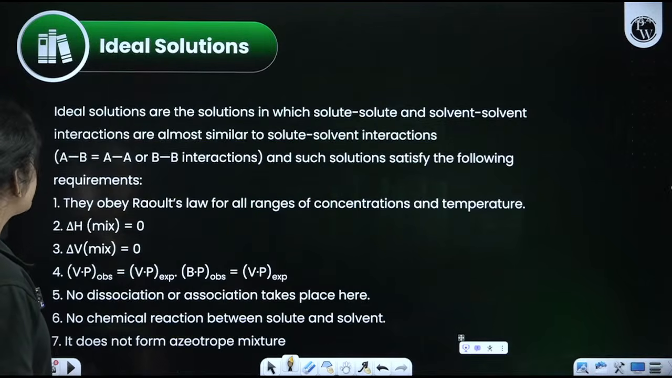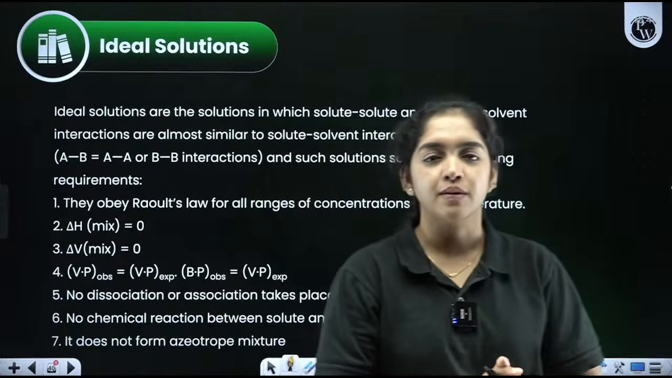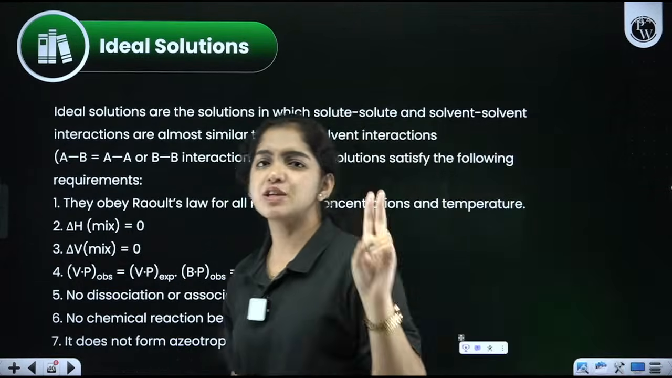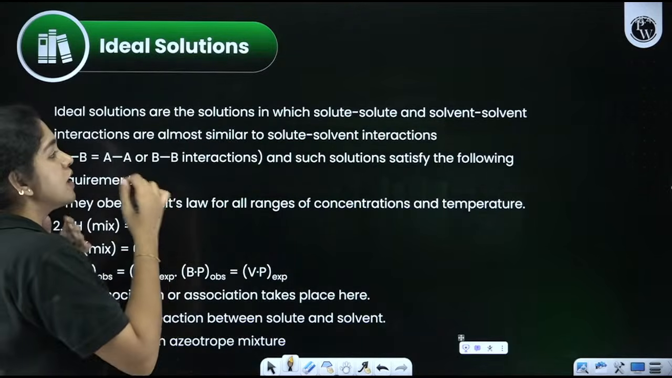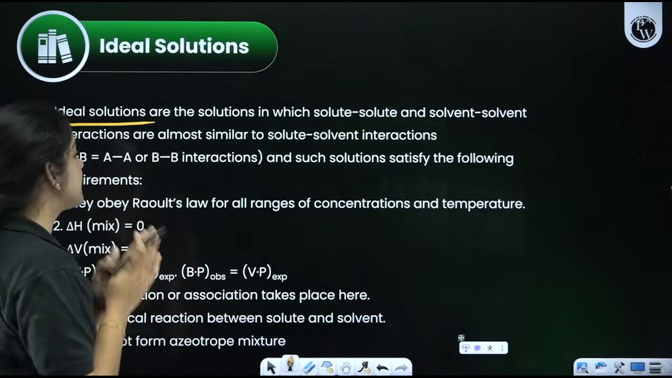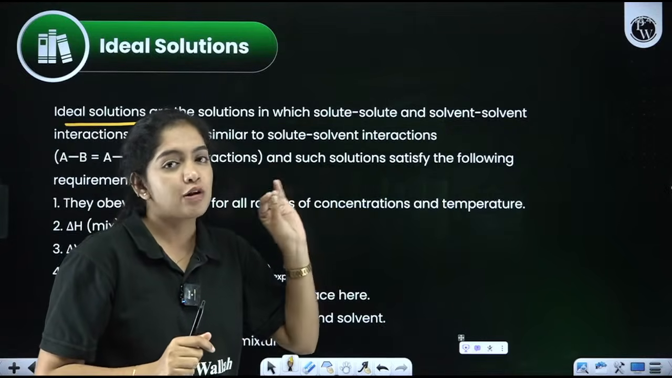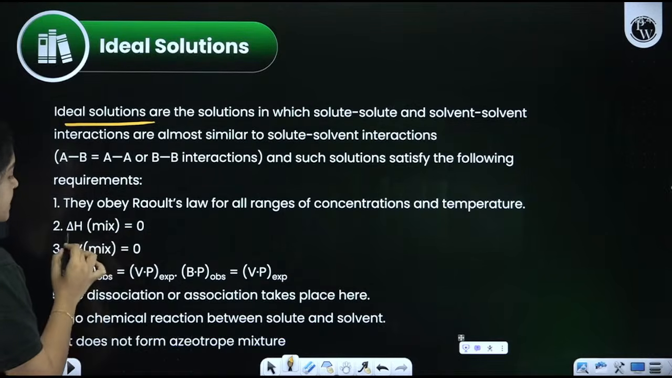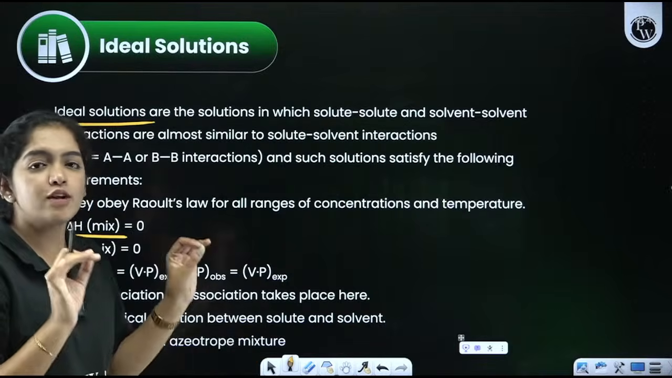Before that, we should know what is an ideal solution and what is a non-ideal solution. Any solution that obeys Raoult's law is known as an ideal solution. Very easy thing to learn. And one more thing: if it is obeying Raoult's law, the delta H mix, the enthalpy change, will be equal to 0.